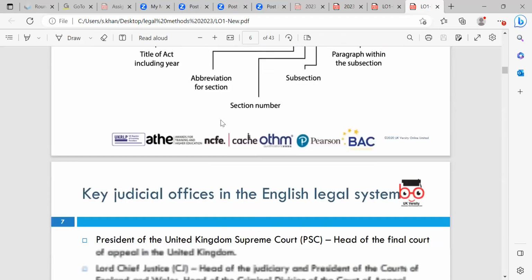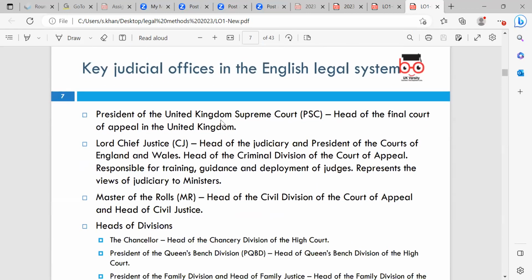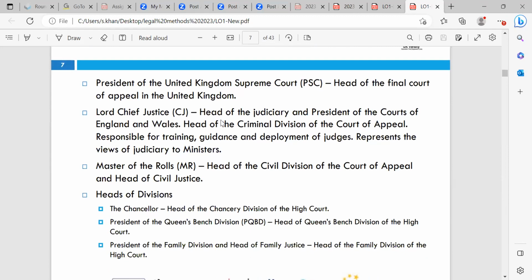Okay. All right. So key judicial offices in the England legal system. We've got the President of the United Kingdom Supreme Court, PSC, head of the Final Court of Appeal in the UK. Lord Chief Justice, which is referred to as CJ. And in some cases, if you're looking at a case, it'll say CJ, Lord Chief Justice identified this or stated this, and then it'll go on. Okay.